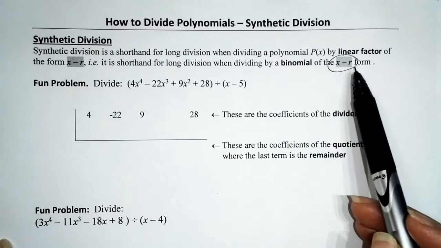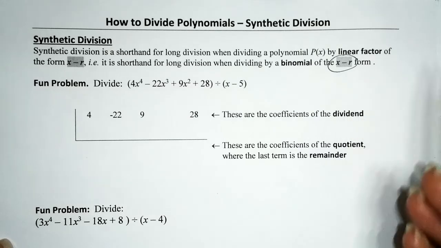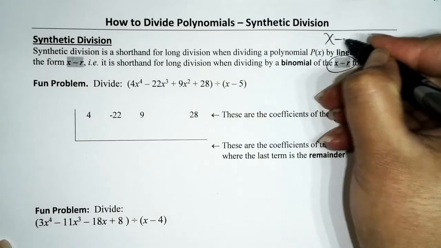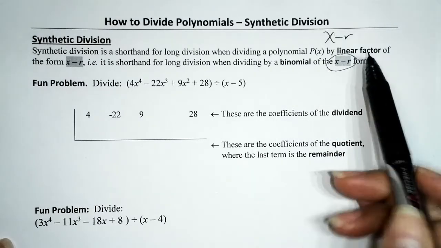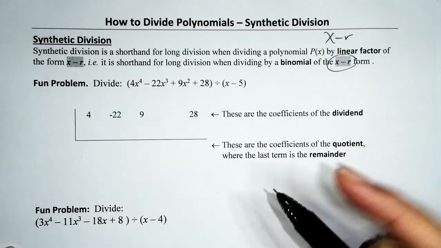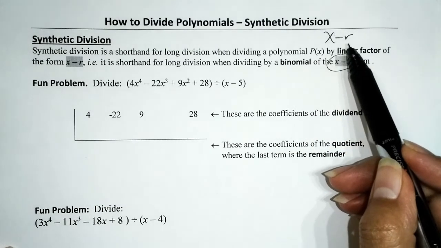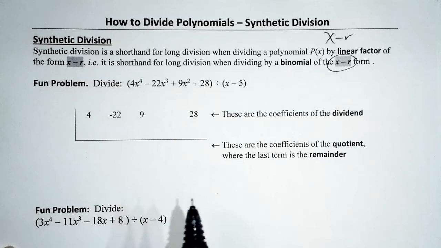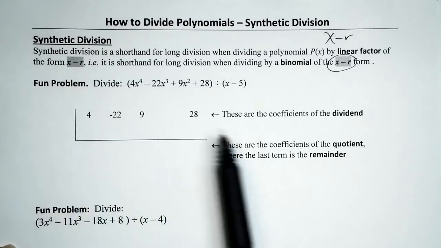So the book uses x minus r, but for everyone in general, synthetic division is a shorthand when we are dividing by a binomial of the form x minus a number, whatever that number may be. The question is, what if we are not dividing by x minus a number? Then we cannot use this technique, as simple as that. Cool. So I'm going to try to break down this technique with this partially set up problem.